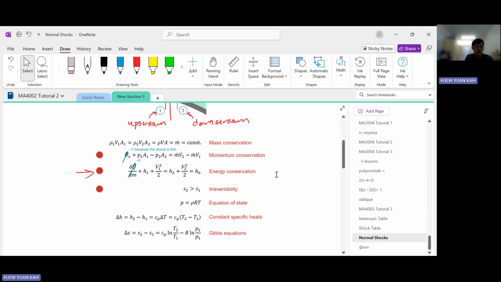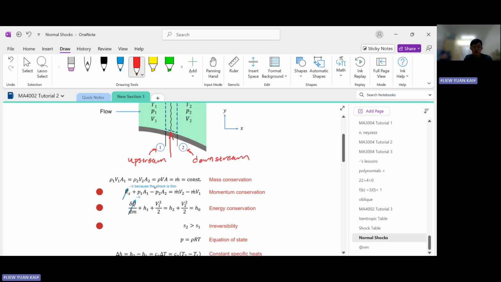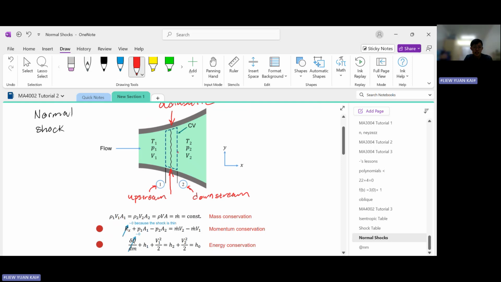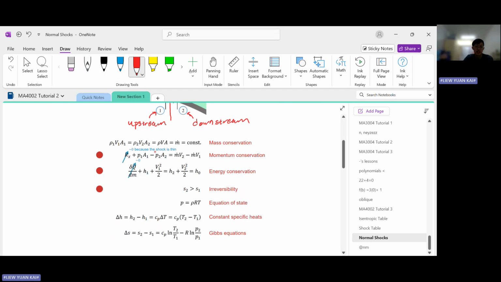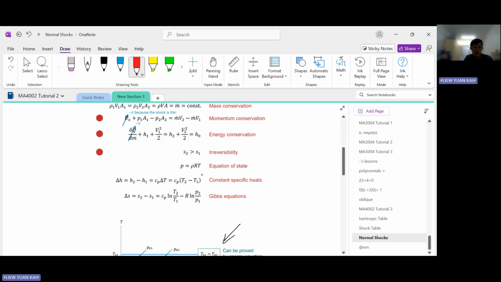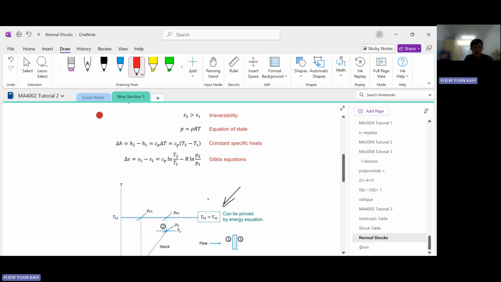So what else is important in this list of equations? Shocks are irreversible, meaning to say there'll be entropy change. In fact, there'll be an entropy increase across a shock, so point 2 will have an increase in entropy compared to point 1. The equation of state we're familiar with. Entropy change has already been talked about, and in order to find that entropy change, you calculate it using the Gibbs equation. Even though there are multiple variants of the Gibbs equation, I'll be mostly using this specific variant.